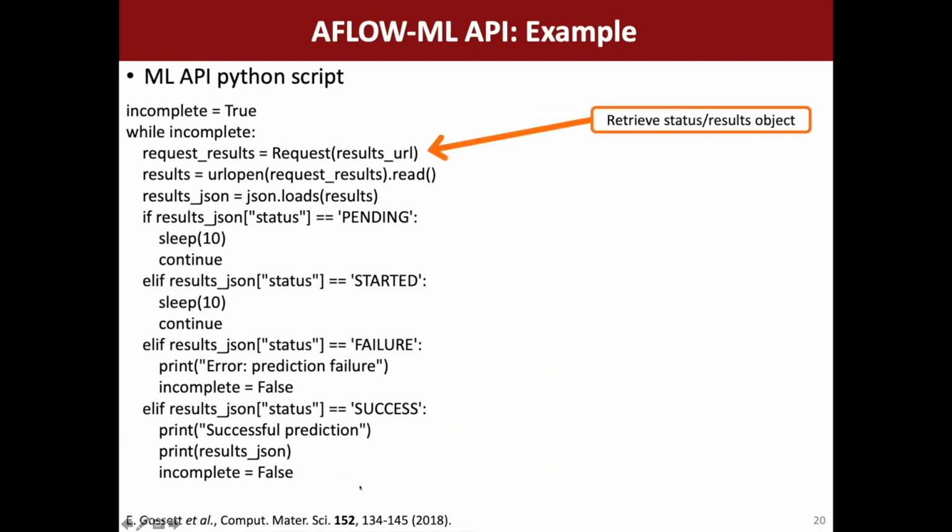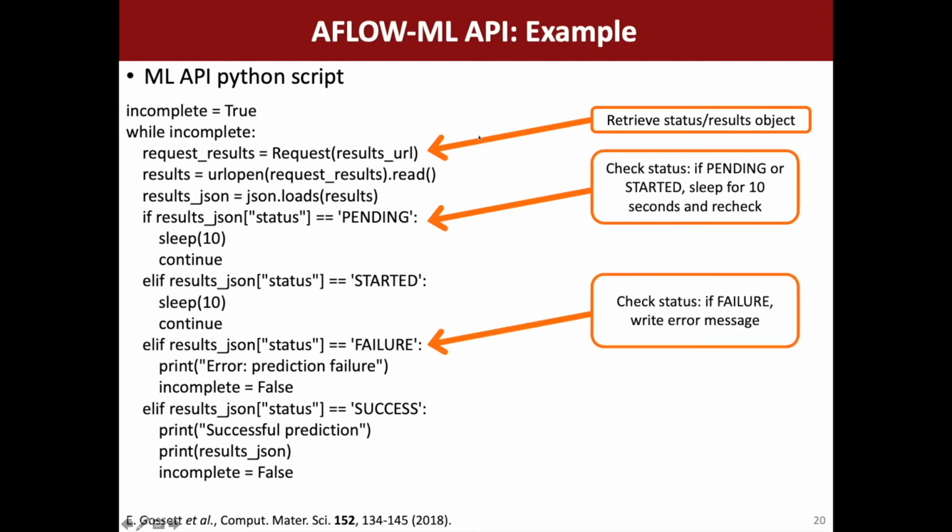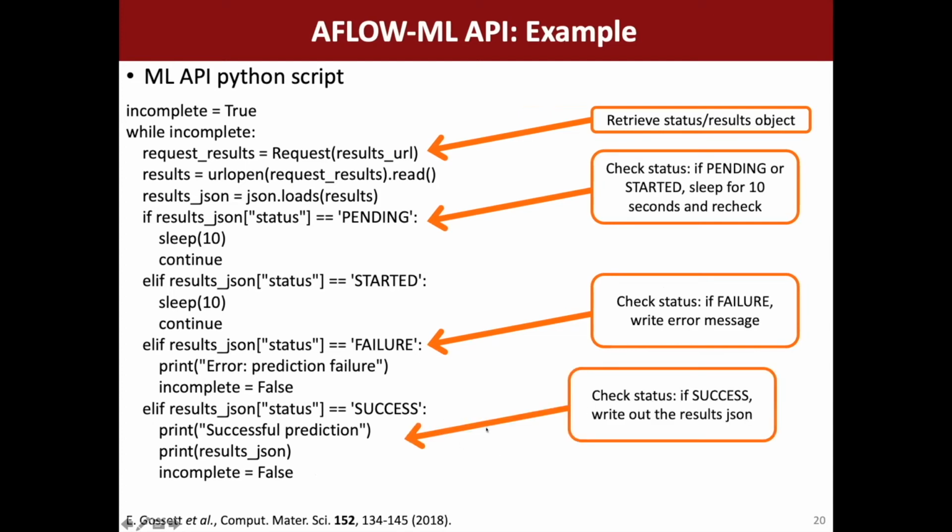Then you query this results URL to retrieve the status object. You check the status. If it's pending or started, you sleep for 10 seconds. So this is a sleep library. Otherwise, if it's a failure, then you write an error message. So this is maybe something wrong with your input file. And if it's success, then you write out the results, in this case as JSON. So this just prints everything out.